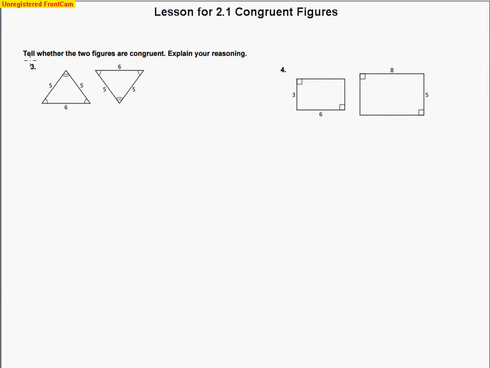It says, tell whether the two figures are congruent. So remember, congruent means same shape and size. So basically the angles need to be the same inside. The interior angles need to be the same, but it also has to be the same size as well, so that the lengths of the corresponding sides need to be the same. So same corresponding angles, same corresponding sides.